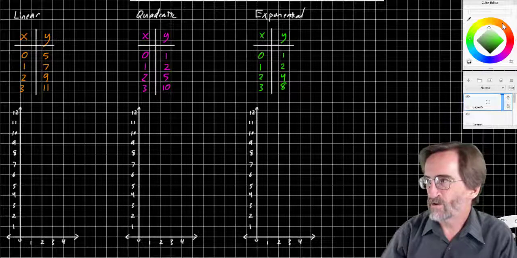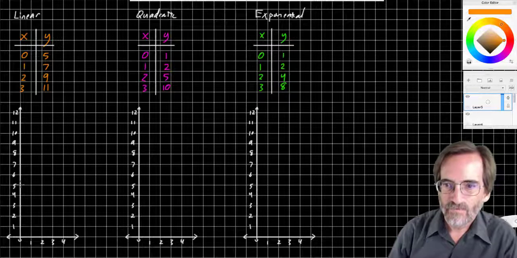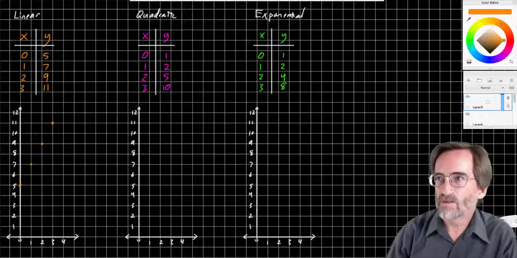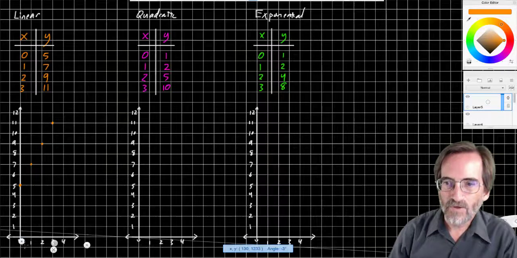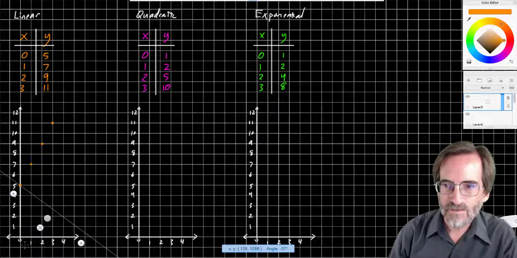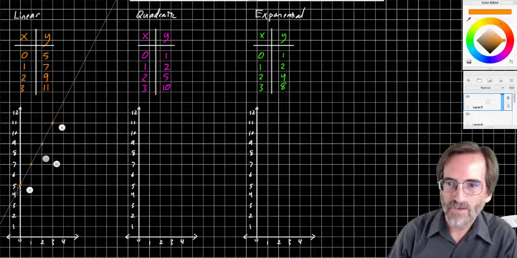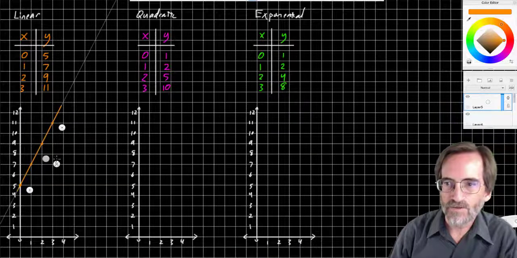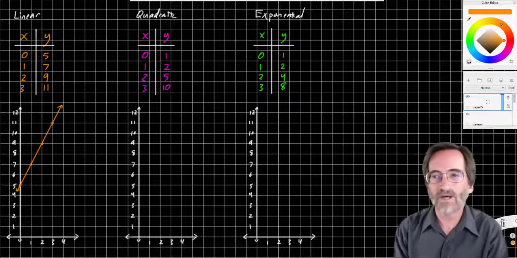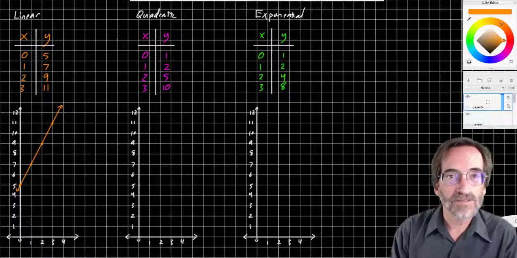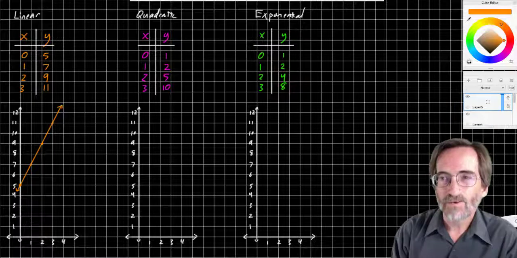Let's graph the linear model here. So 0, 5. 1, 7, 2, 9, 3, 11. Okay, and I'm going to go ahead and draw a line through those dots. The hallmark of a linear function is that it is linear. It is in the shape of a straight line. By straight we mean not curved, not horizontal or vertical, but not curved. It's a straight line. It may be diagonal. It probably will be diagonal, but it is straight. It is not curved. So it is linear.